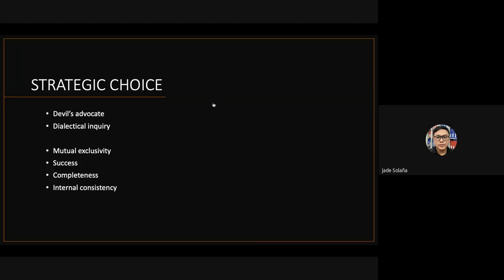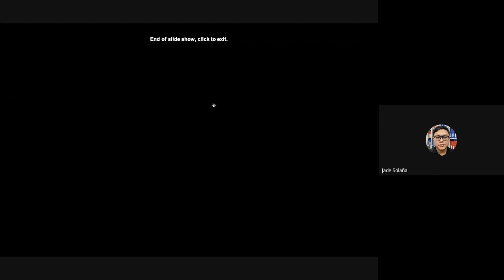Now, regardless of the process used to generate strategic alternatives, each resulting alternative must be rigorously evaluated in terms of its ability to meet four criteria. Number one, mutual exclusivity: doing any one alternative would preclude doing any other. Success: it must be feasible and have a good probability of success. Completeness: it must take into account all the key strategic issues. Internal consistency: it must make sense on its own as a strategic decision for the entire firm and not contradict key goals, policies, and strategies currently being pursued by the firm or its units.